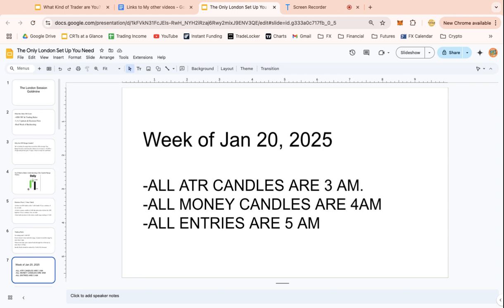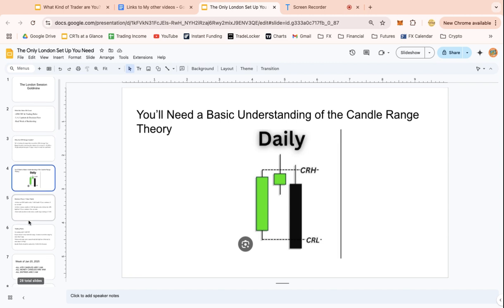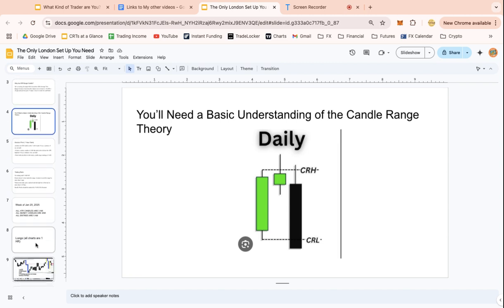So this is from the week of January 20th, 2025. All of these ATR candles are going to be on the 3 a.m. hour. Okay, all the money candles are going to be the 4 a.m. hour, and all entries are going to be on the 5 a.m. hour. So this is what I mean. When I say an ATR candle, that's this candle right here. It's going to be blue if I'm going to go long or yellow if I'm going to go short. So let's take a look at this, and I'll show you exactly what I mean.